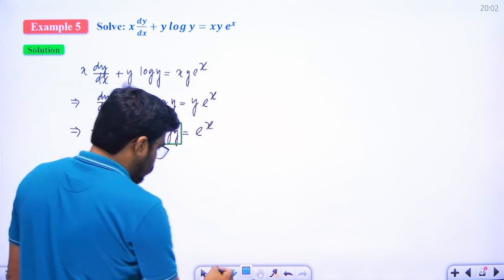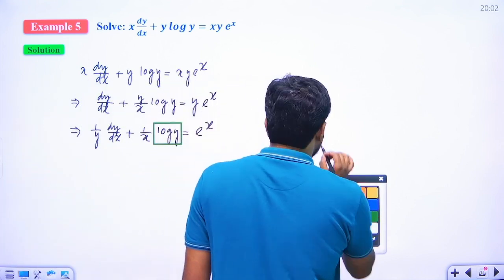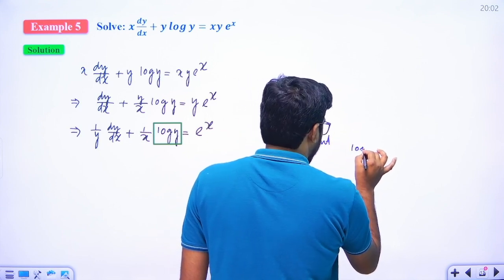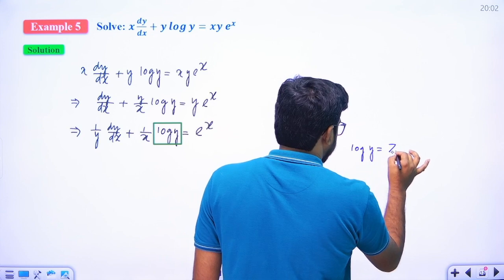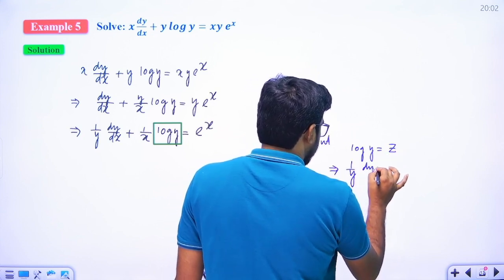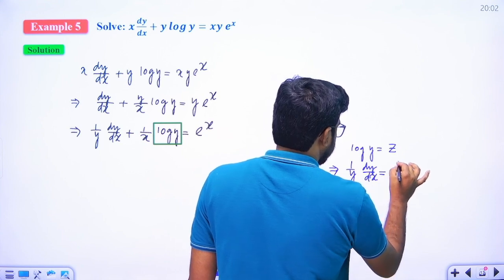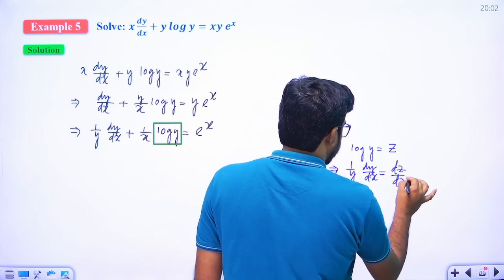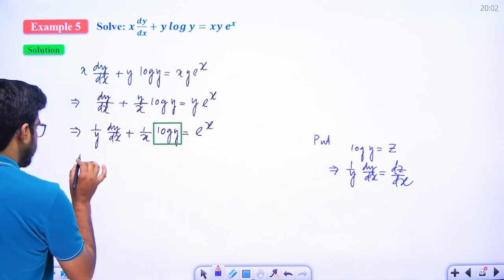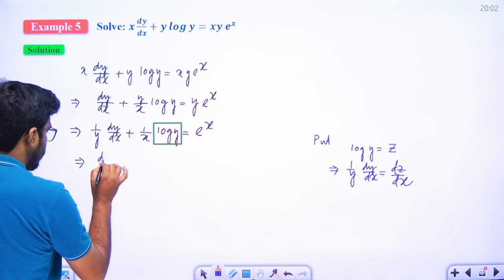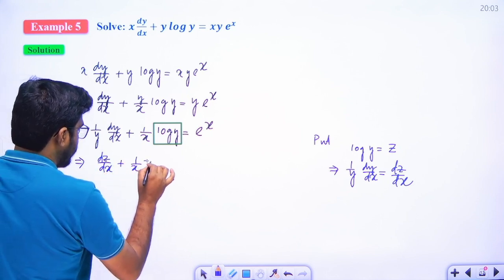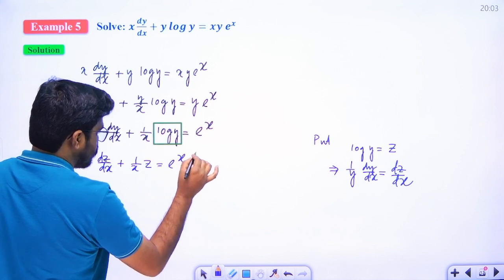So we put z is equal to log y. So put log y is equal to z. So this implies 1 by y dy dx equals dz dx. Okay? So 1 by y dy dx is dz dx. So this implies dz dx plus 1 by x z is equal to e to the power x.